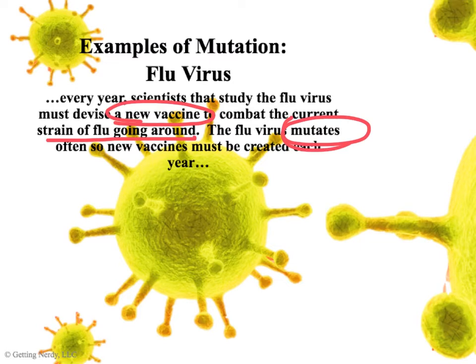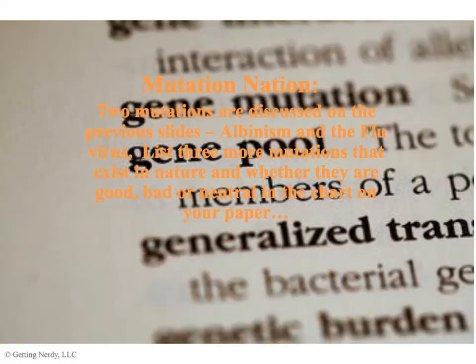Now, in your worksheet, it says 2 mutations are discussed in the notes, albinism and the flu virus. List 3 more mutations that exist in nature and whether they're good, bad, or neutral in the chart below. This might be something that you'll have to look up.